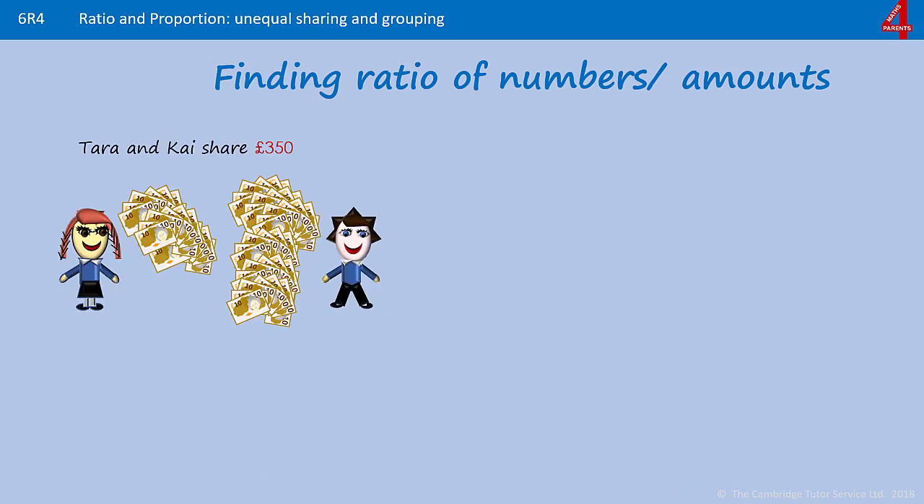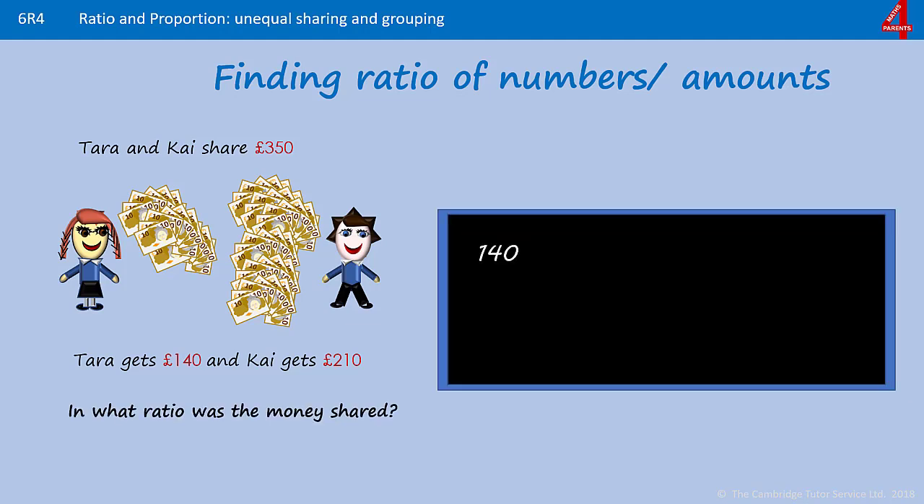Tara and Kai share £350. Tara gets 140, Kai gets 210. In what ratio was the money shared? If Tara gets 140 and Kai gets 210, remember the tips in the division section for making numbers easier to divide mentally.